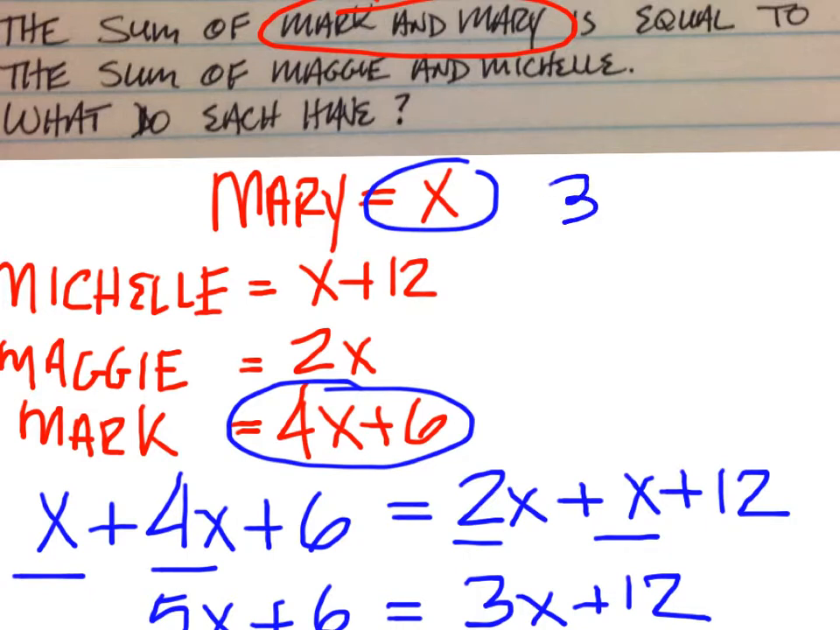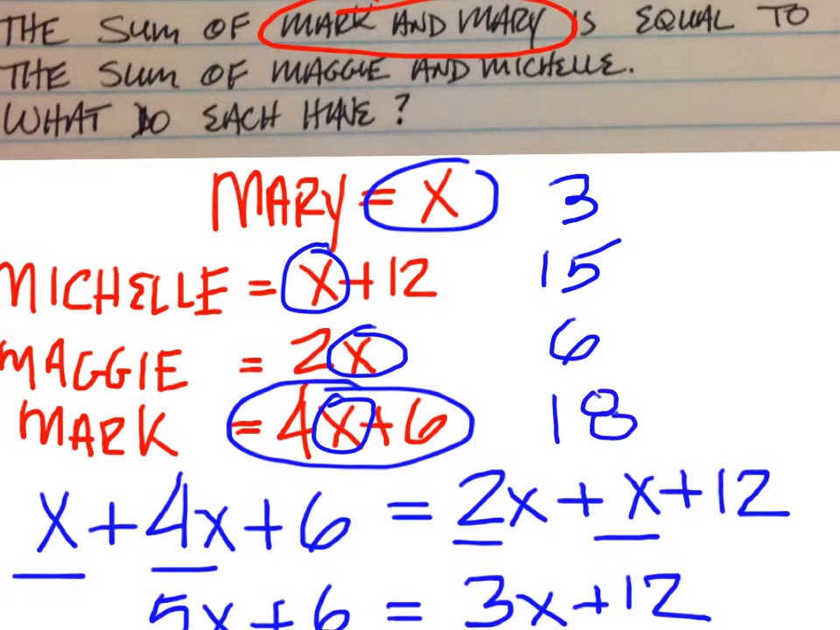And we have to find out what the other ones have. If I put a 3 here, I'll get 15. If I put a 3 here, I get 6. And a 3 there is going to give me 18. 3, 15, 6, and 18.